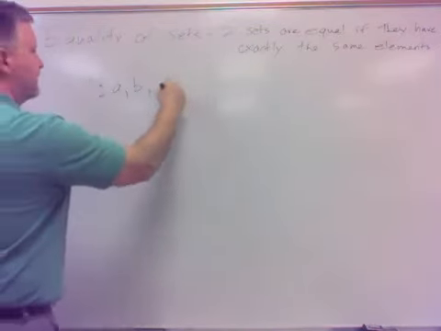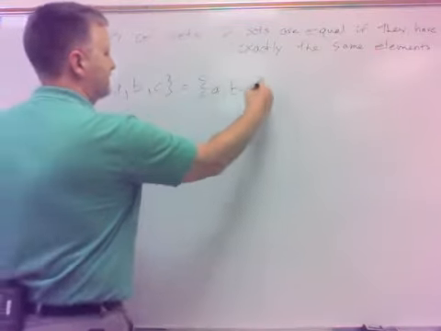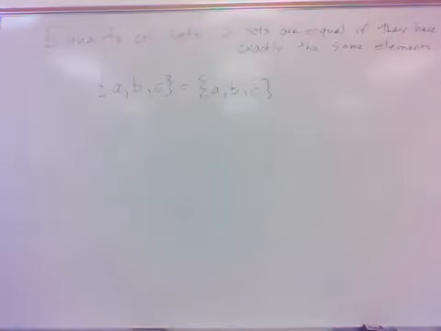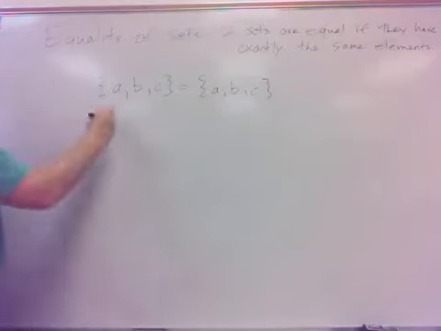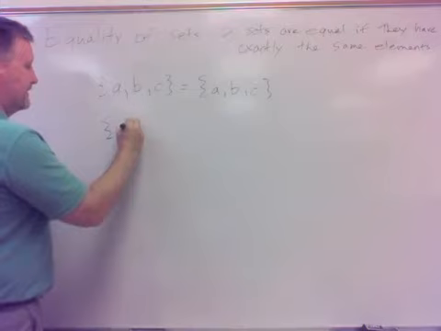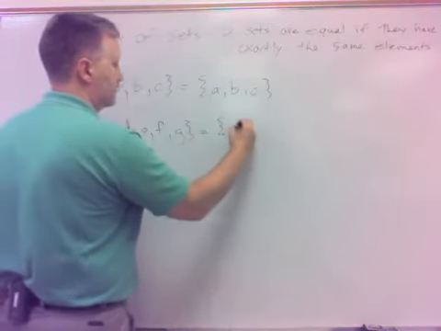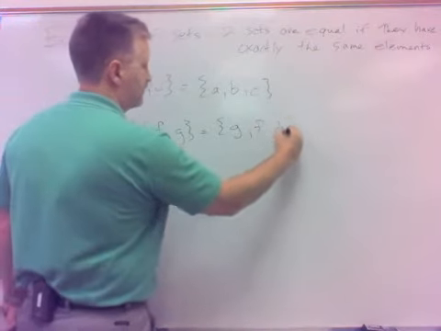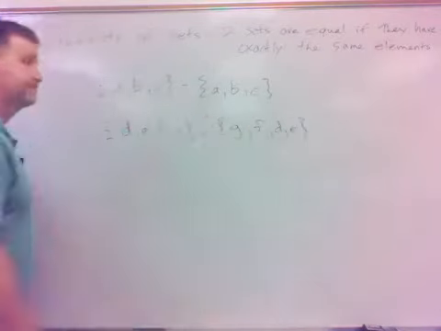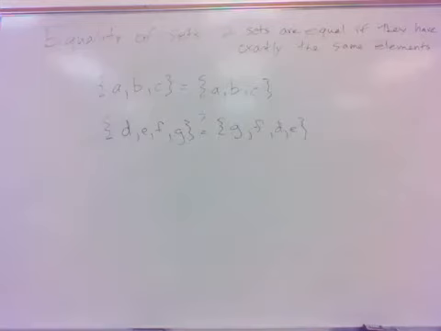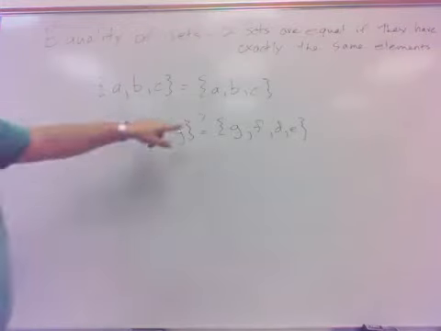Obviously, that's a no-brainer. Okay? ABC equals ABC. That set equals true enough. Okay? Well, what about D, E, F, G? Switch it up a little bit. D, E, F, G, does that equal G, F, D, E? Does, doesn't it? This is equal.